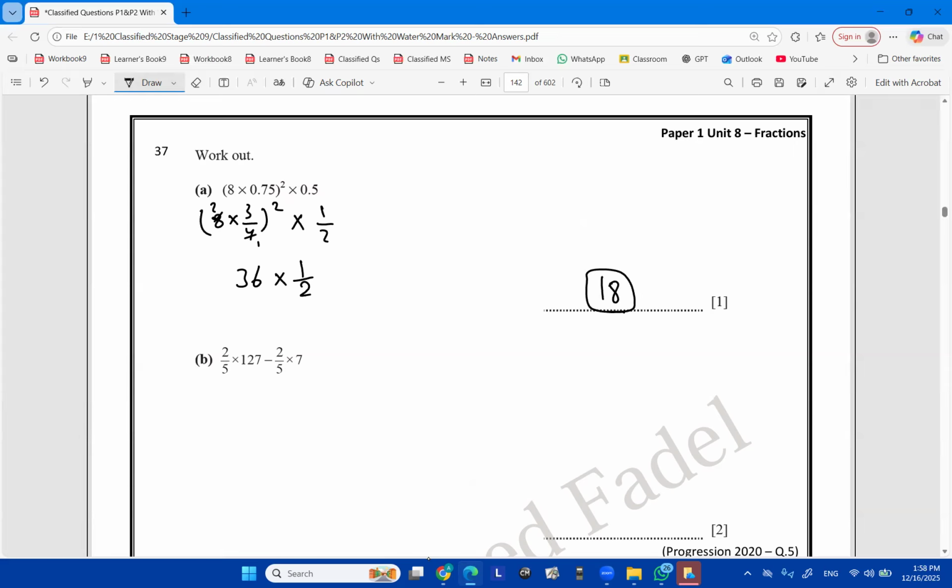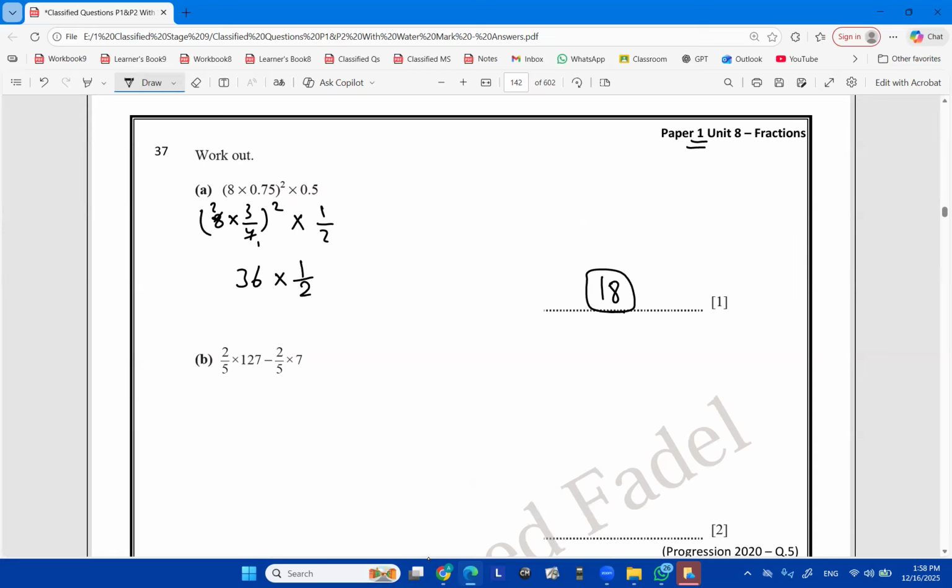See, so much simpler than multiplying decimals, and then multiplying the answer that you get by itself. It's paper one. That's going to be a really big problem. You're going to waste the time of many other questions. Think smart and work smart, not hard.